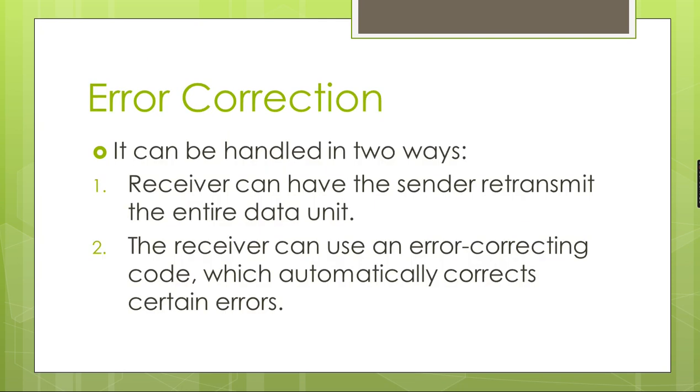After the detection only, we can make the correction, right? And the correction can be handled in two ways. The receiver can have the sender retransmit the entire data unit, or the receiver can use an error correcting code which automatically corrects certain errors, okay? Not all the errors can be corrected here.